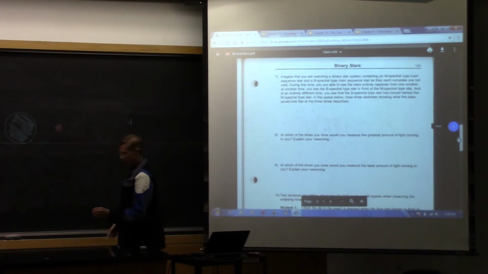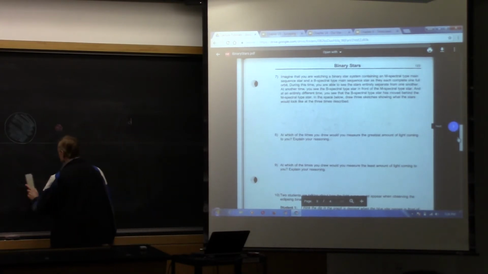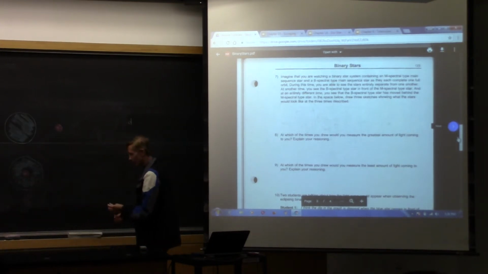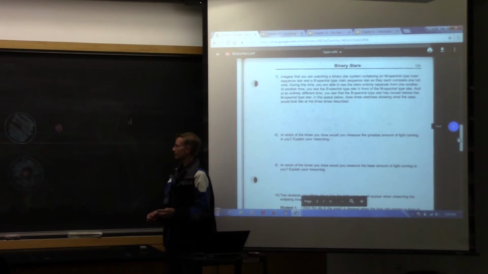So one situation that will happen as they orbit one another is that at some point, the red star is going to be in front of the blue star. So that situation would look something like this. Here's the red star sitting in front of the blue star. So blue star partly covered by the red star.